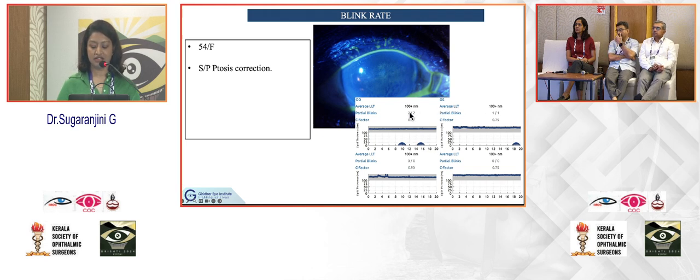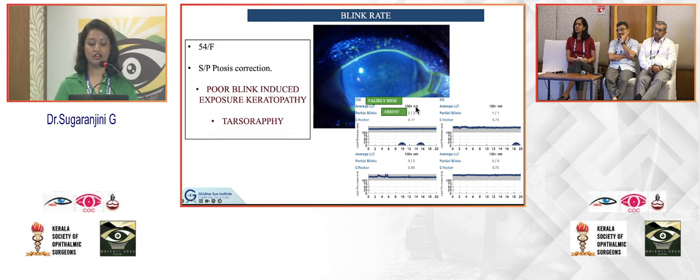So another thing that I would like to highlight is in a patient with a low blink rate, their lipid layer will be falsely high, because as we know, the lids is what spreads this lipid layer across the ocular surface, and when there are no blinks at all, the first recorded lipid layer just remains there. So they will be falsely high. So this patient had a poor blink-induced exposure keratopathy. This can be seen in post-ptosis correction, and a simple tarsorrhaphy helped her improve her symptoms.